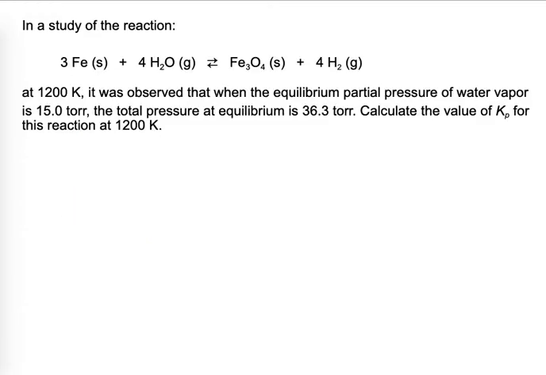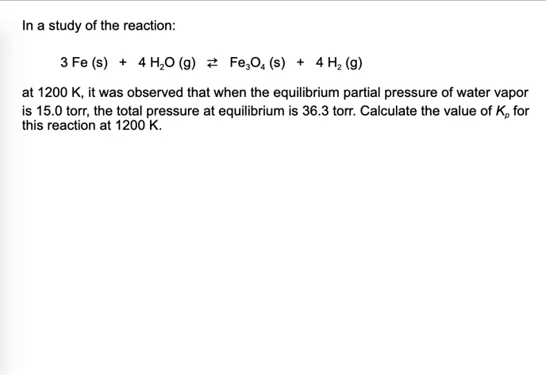So in this reaction, iron is reacting with water vapor to form magnetite, Fe3O4, plus hydrogen gas. At a given temperature, it is observed when the equilibrium partial pressure of water vapor is 15.0 torr, the total pressure is 36.3 torr. Calculate the value of Kp for this reaction at 1200 K.